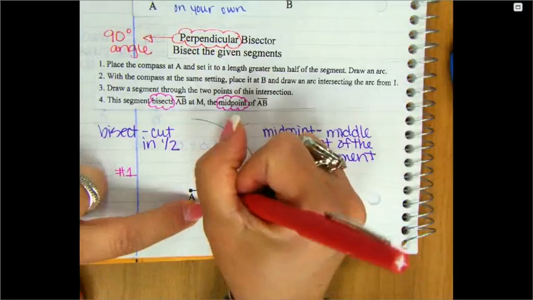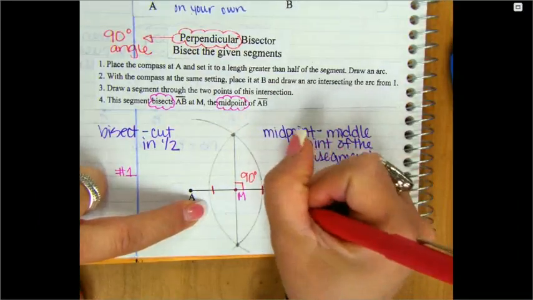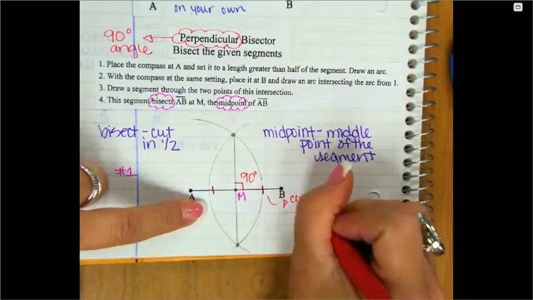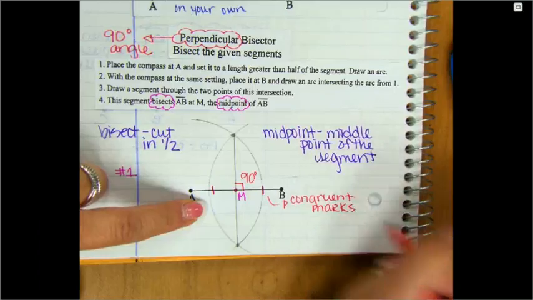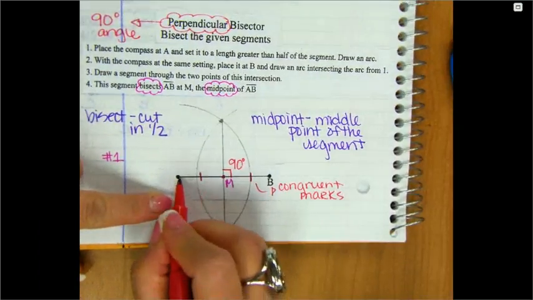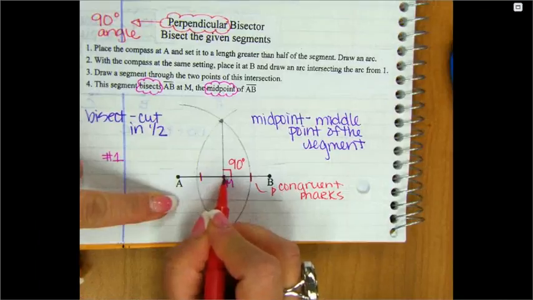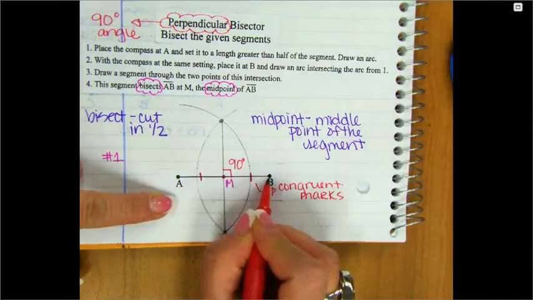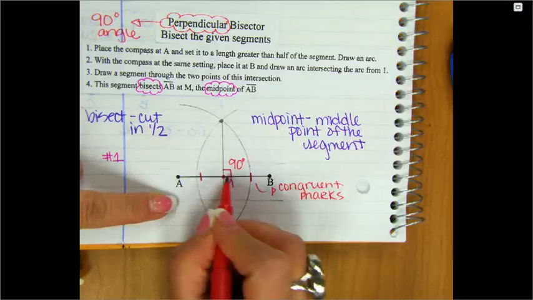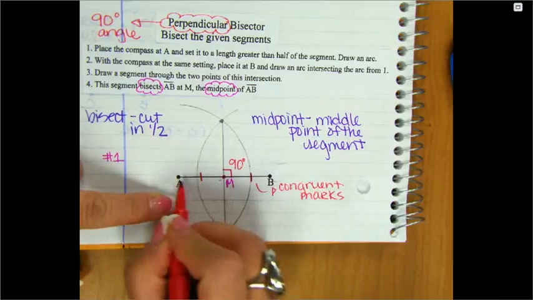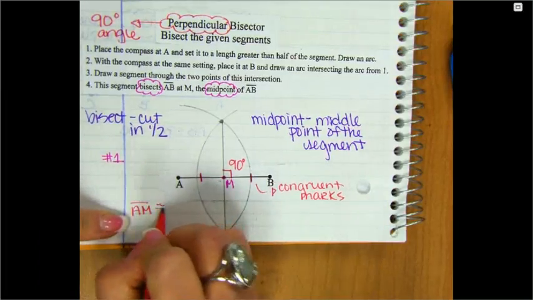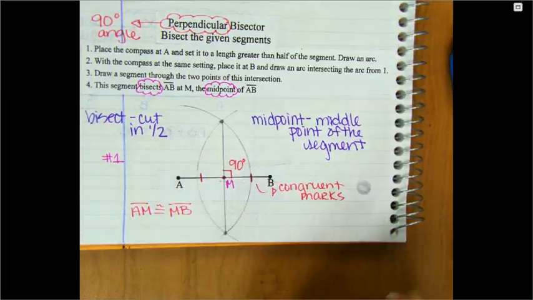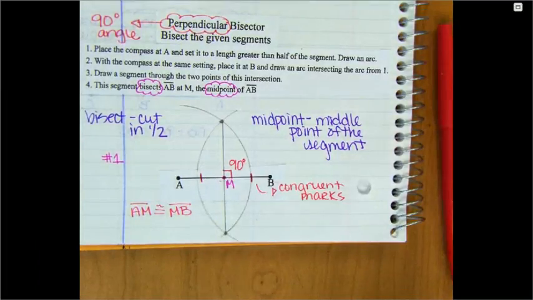We also know that this, what do these little lines mean? Anyone know? They are the congruent marks. And what that means is that this piece from here to here is exactly the same as from here to here. Do you understand? So if this is 2, what's this? 2. If this is 5, what's this? 5. So then segment AM is congruent to segment MB. I know, you're mind blown.